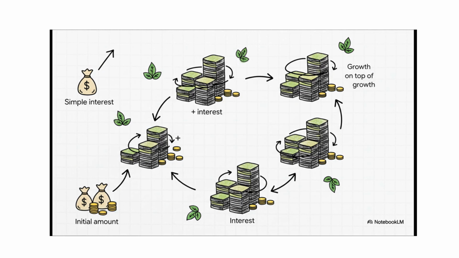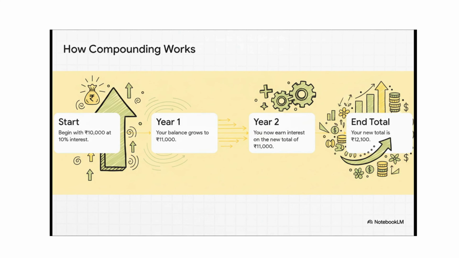So here's the secret sauce. Unlike simple interest, which only grows your original investment, compound interest grows your investment and all the interest it's already piled up. It's literally growth on top of growth. Let's watch this happen step by step. You start with 10,000 rupees. After year 1 at 10%, you're at 11,000. Simple enough. But here's where the magic happens. In year 2, you're earning interest on that new total of 11,000. So you make an extra 100 rupees. That's your interest earning its own interest.